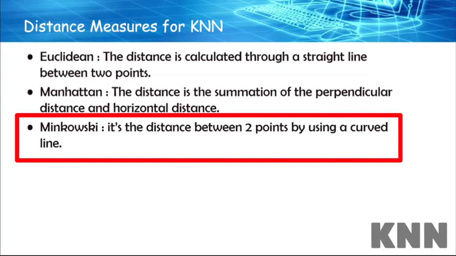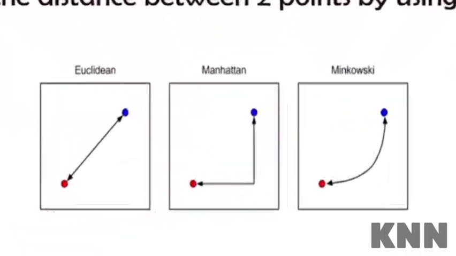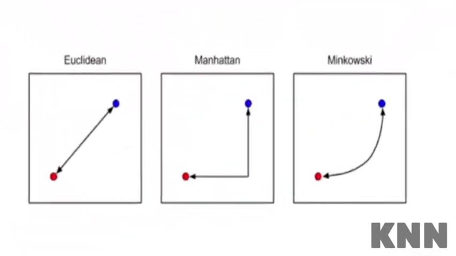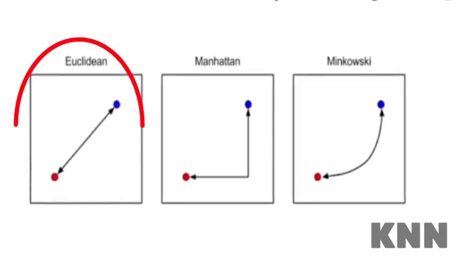It is the distance between 2 points using a curved line. Let us see images which will give us more insights. Here we can see that Euclidean is directly straightforward, from one point to another point.